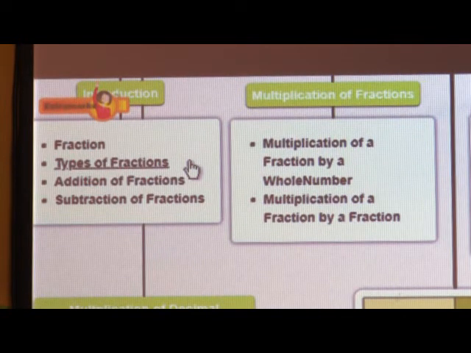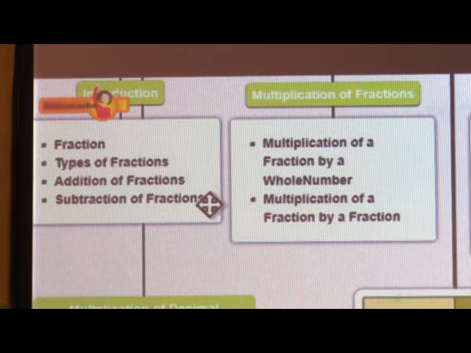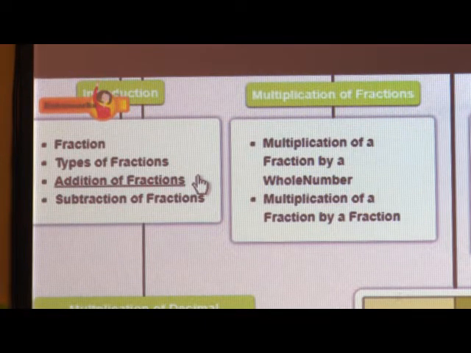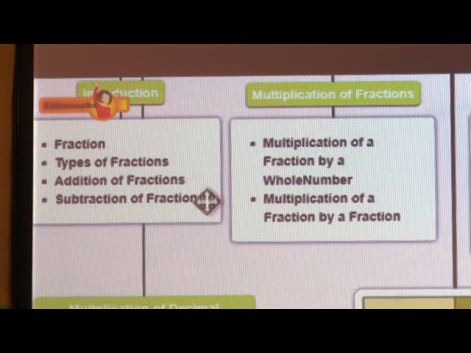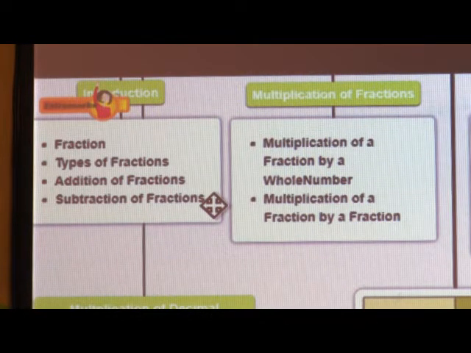What are the types of fractions? Recall, we had learned in the previous class: proper fractions, improper fractions, mixed fractions, like fractions, unlike fractions. Now we are going to deal with operations. Addition of fractions, we will see with like terms as well as unlike terms. Then after addition, we will go for subtraction of fractions. These are the two operations we will do with fractions.